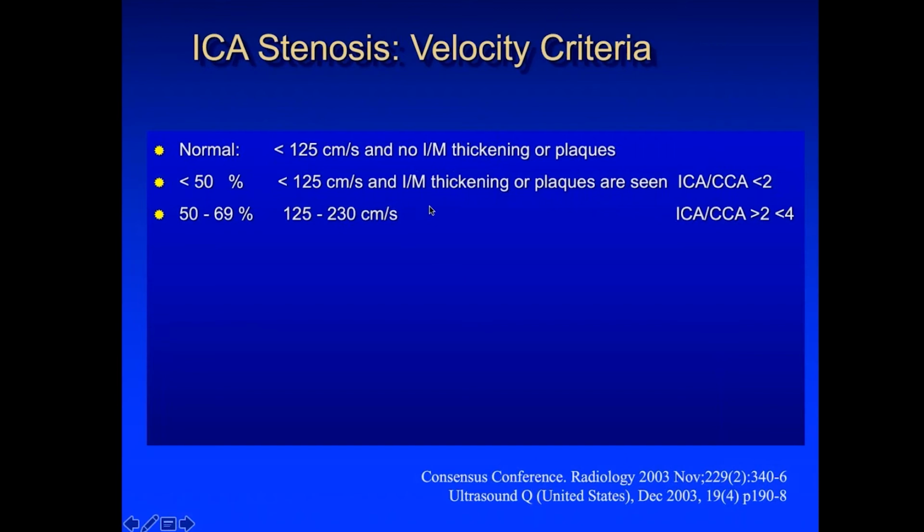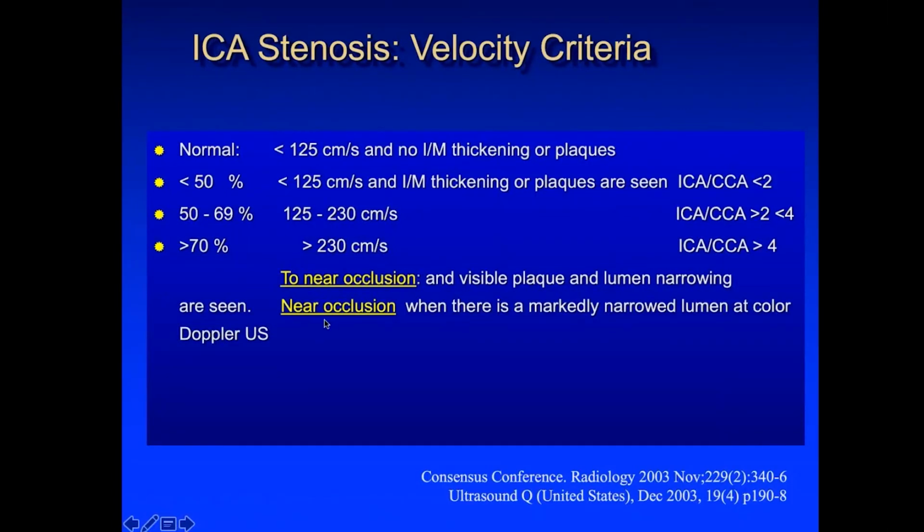stenosis. You have a plaque, but now the velocity is between 125 to 230, and the ICA-CCA ratio is more than 2 but less than 4. This is a moderate stenosis. Both of them need medical treatment, usually. So medical treatment, pills. But if you have a plaque and your velocity is over 230 centimeters per second, and the ICA-CCA ratio is more than 4, we now have a severe stenosis, equal or greater than 70%.